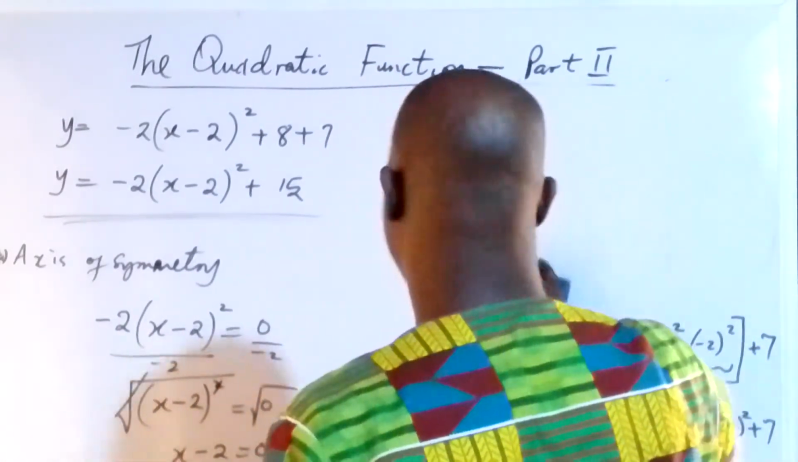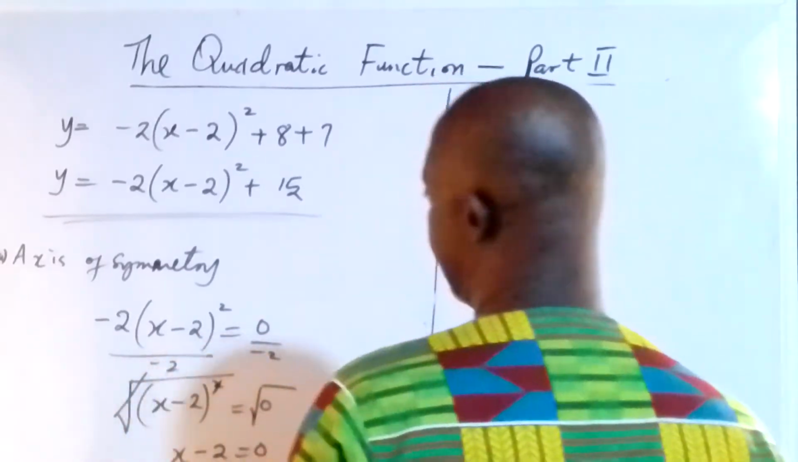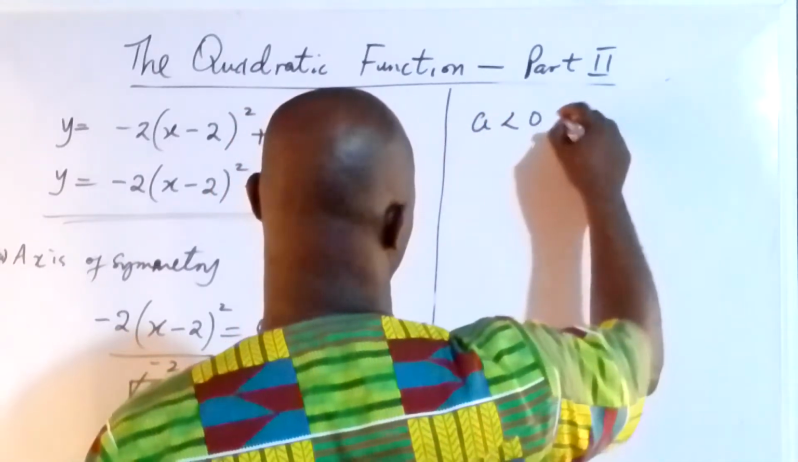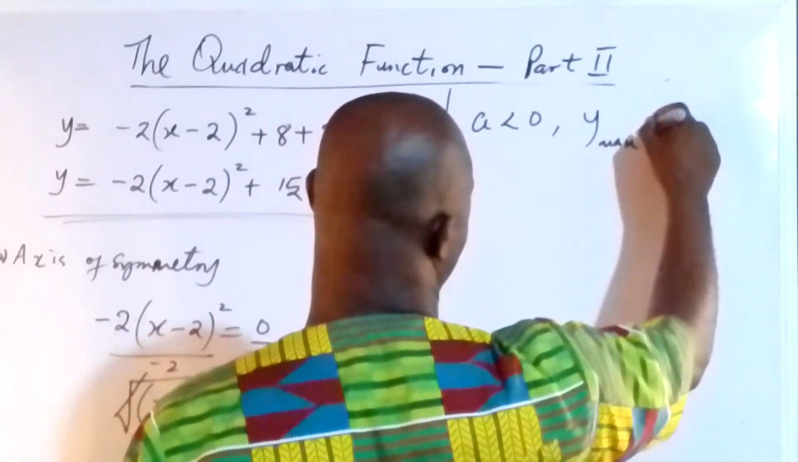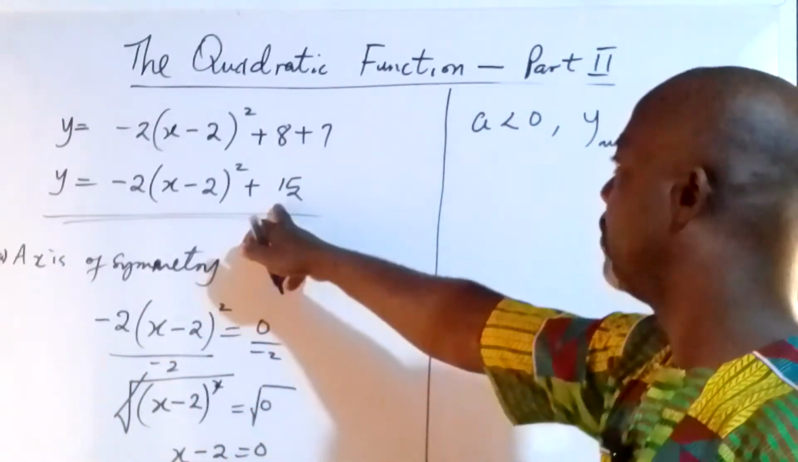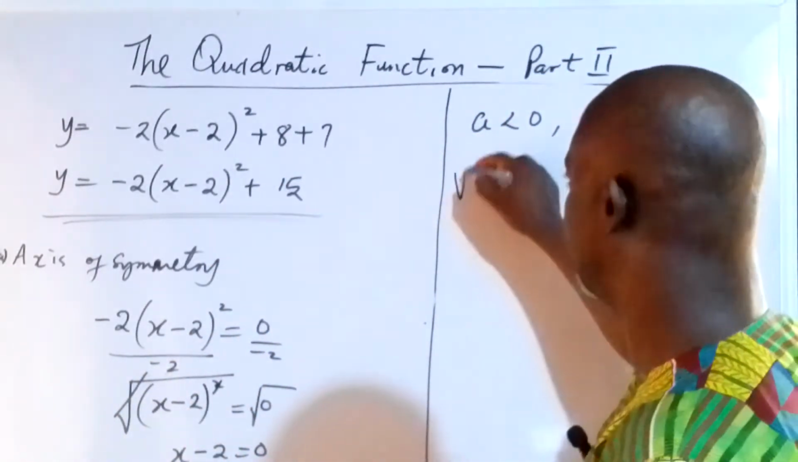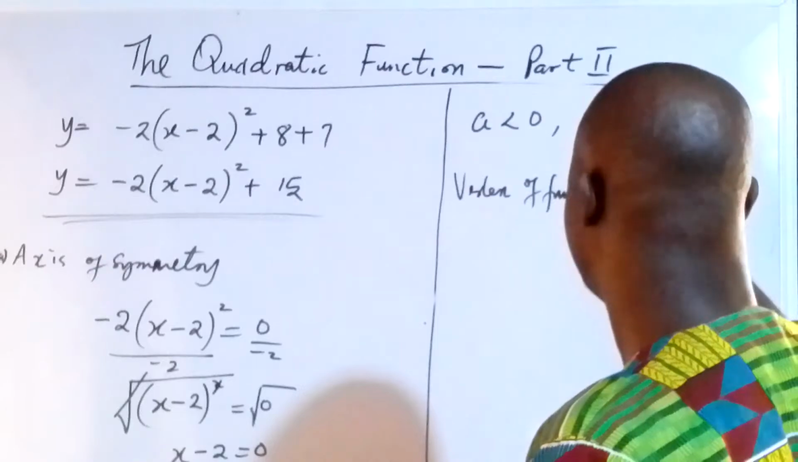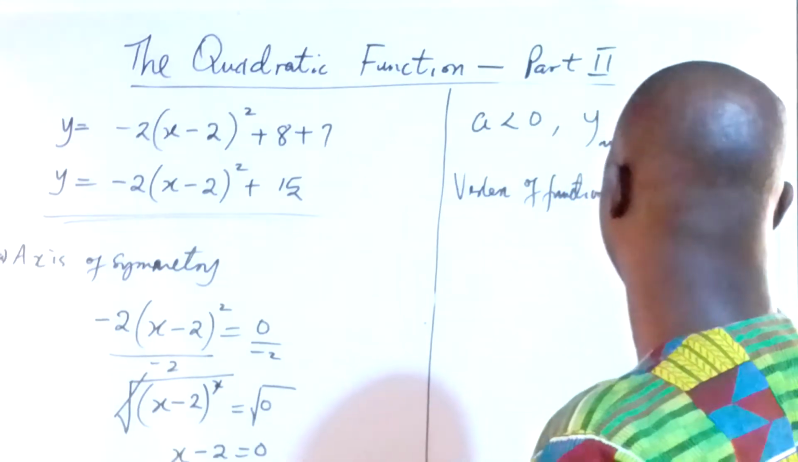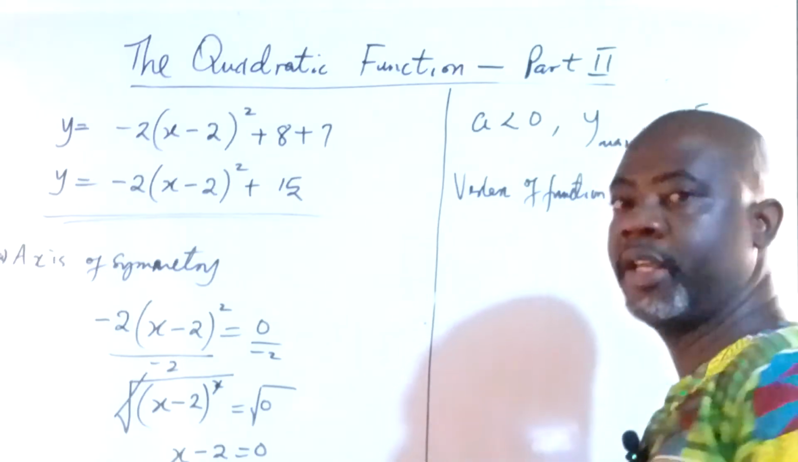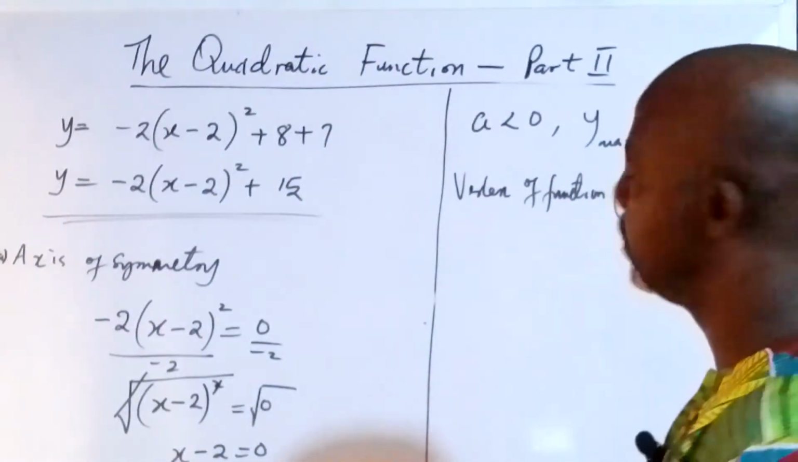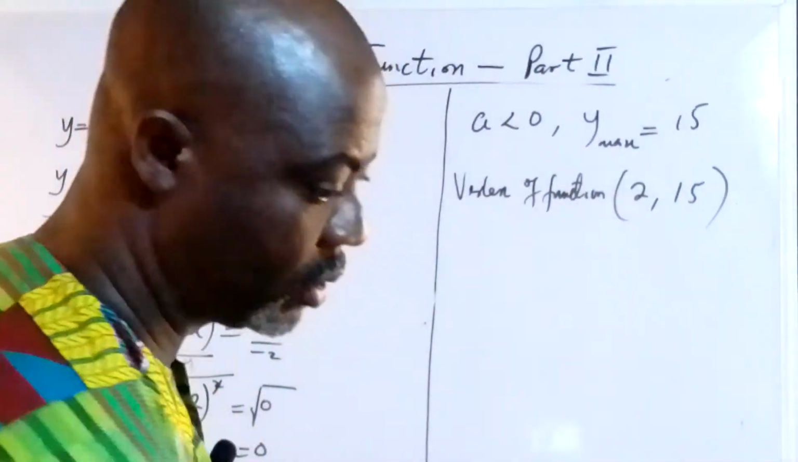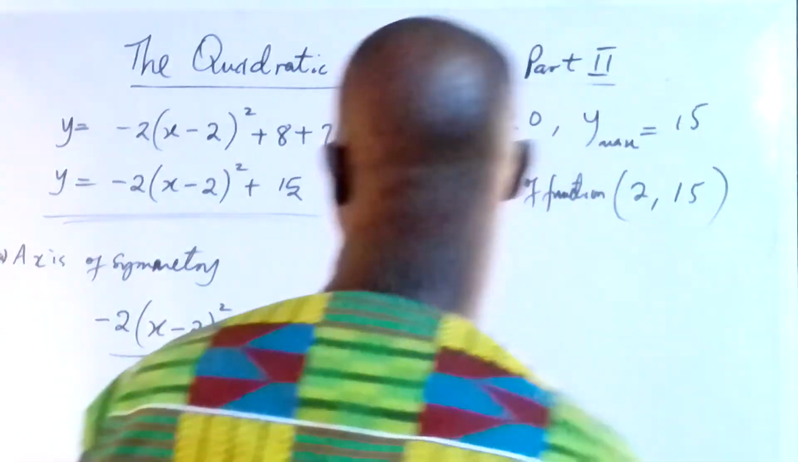So since we have said in the case that a is less than 0, so the y will be a maximum, okay? And that maximum value is what we have here, 15. Okay, so the vertex of the function will be at 2 and 15, where 2 is the axis of symmetry and then 15 is the maximum value. Okay, thank you. I hope we all got that. Now let's look at the next question.